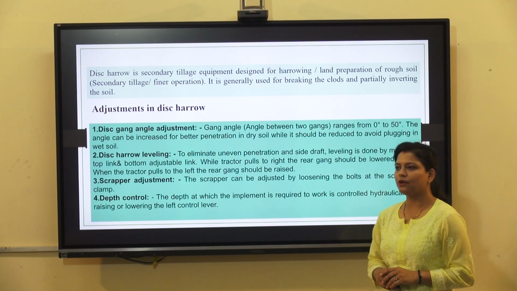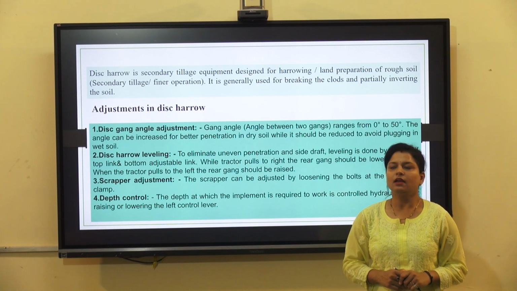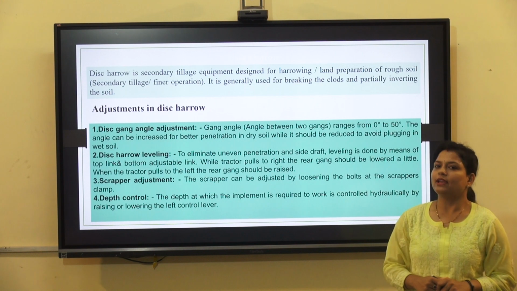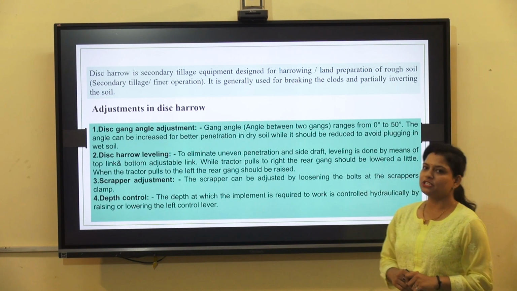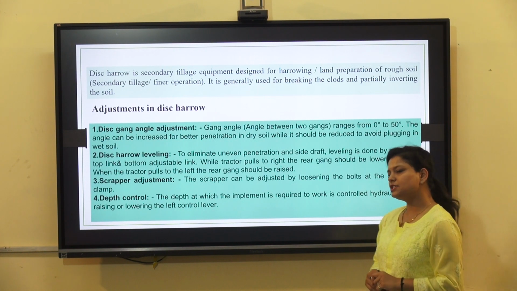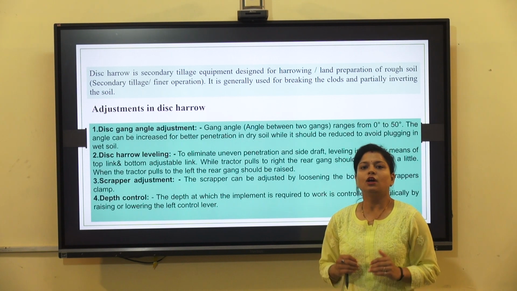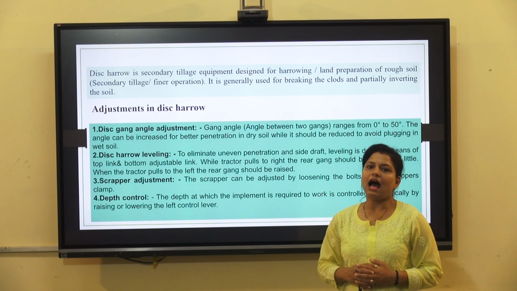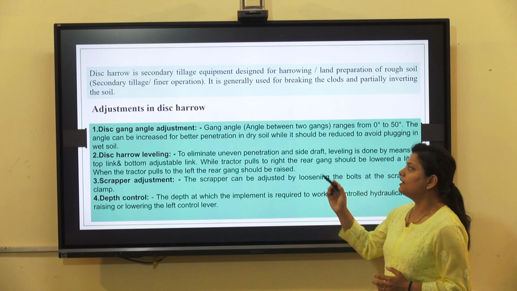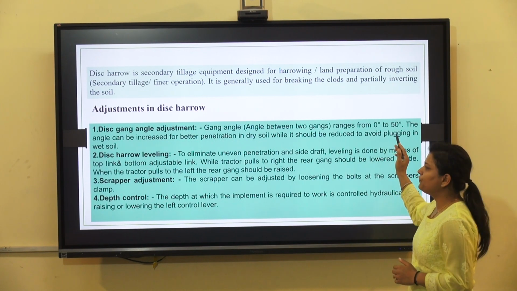Second one is disc harrow. There are also some adjustments in the disc harrow. The disc harrow is a secondary tillage implement and it is generally used for breaking the clods for the final operation. The first one is disc gang angle adjustment. Disc gang. Why do we say gang? Because here two to three discs are attached on the frame, so we call it a disc gang. The angle is maintained from 0 to 50 degrees.